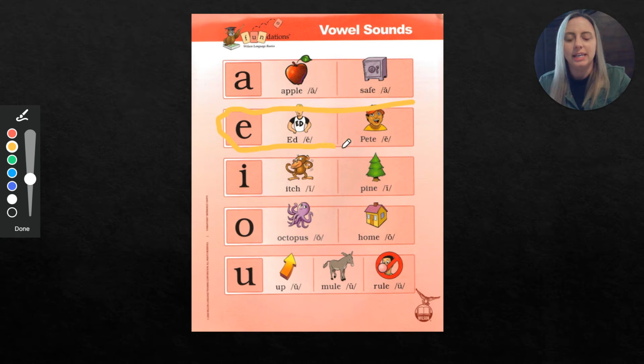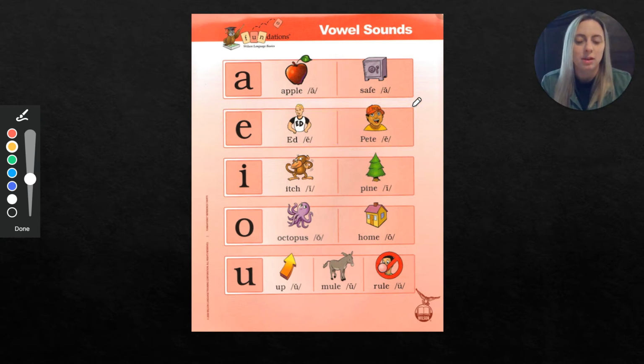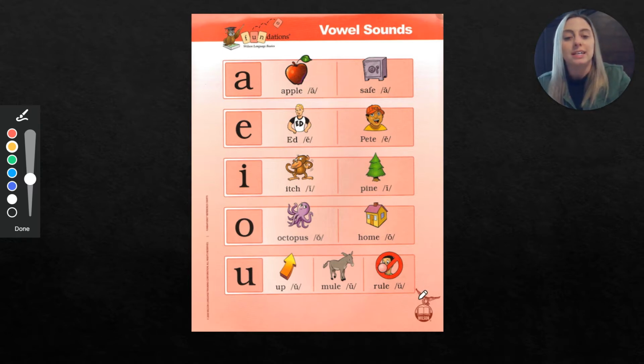Now let's try here. E, I, O, U. So this last one is a little different. Pay close attention to this one. The letter U in a word, when it's saying its own name, it can kind of take on two sounds. It can say you, or it could say oo. That'll happen a lot. It usually doesn't throw kids off, but we like to teach both anyway.